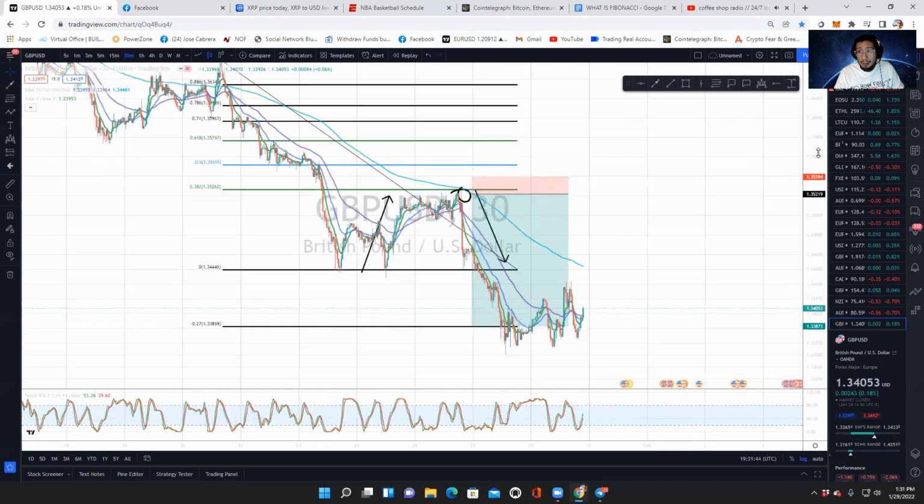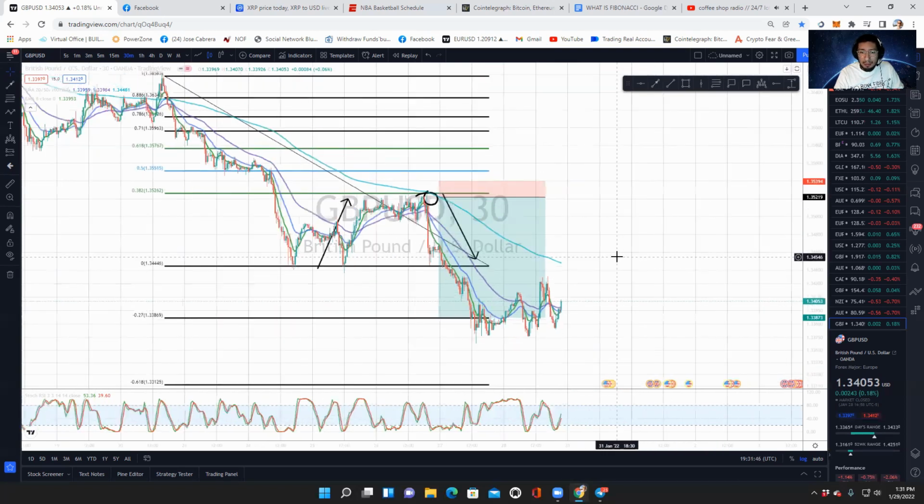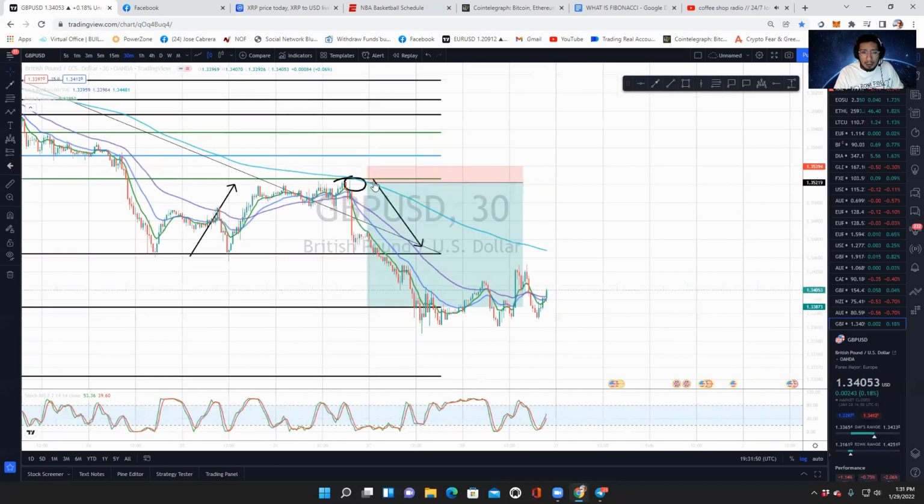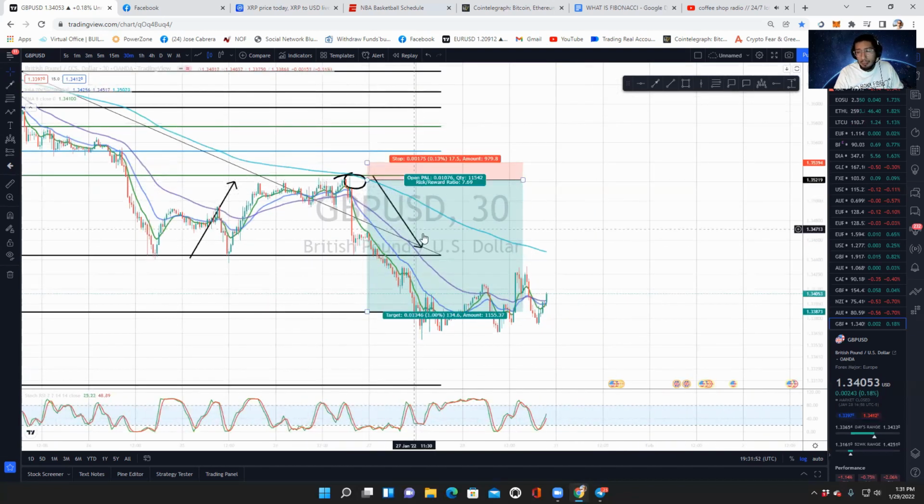But in reality, if you wanted to get that perfect entry where you were probably not going to have any drawdown at all, this would have been the entry, and the Fibonacci would have helped.